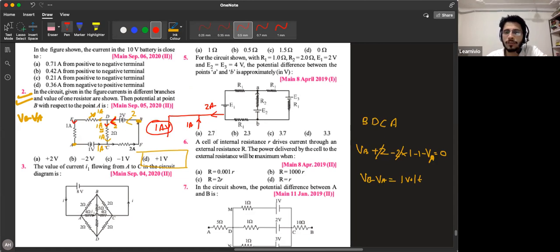No, just by looking at the circuit, you can't decide whether the voltage is positive or negative.